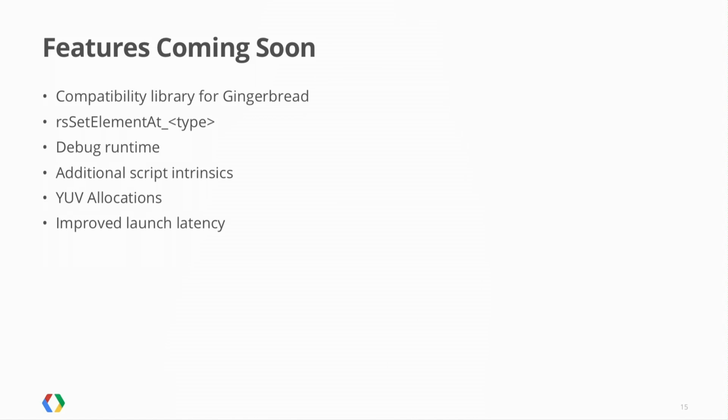Other than that, we've added rsSetElementAt, which essentially is scatter support for RenderScript. You can now write arbitrary allocations from a given kernel. We have a debug runtime, which does things like bounds checking and prints out errors to make it easier to debug your code. We've added more script intrinsics, things like 3D lookup tables, and I think something else. We have native support for YUV allocation, so you can take a YUV allocation directly from the camera and process that in RenderScript. We've also improved launch latency significantly.